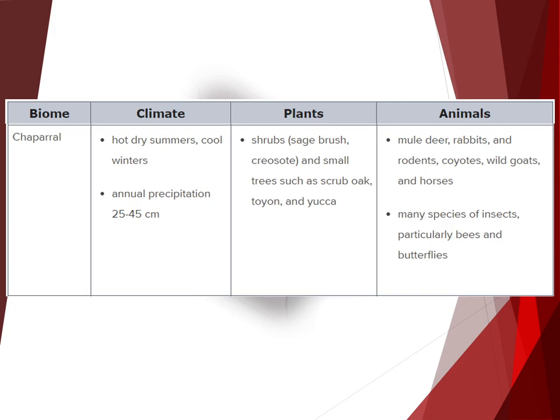The animals that you'll find in the chaparral are mule deer, rabbits, rodents, coyotes, wild goats, and horses, as well as several species of insects, especially bees and butterflies.